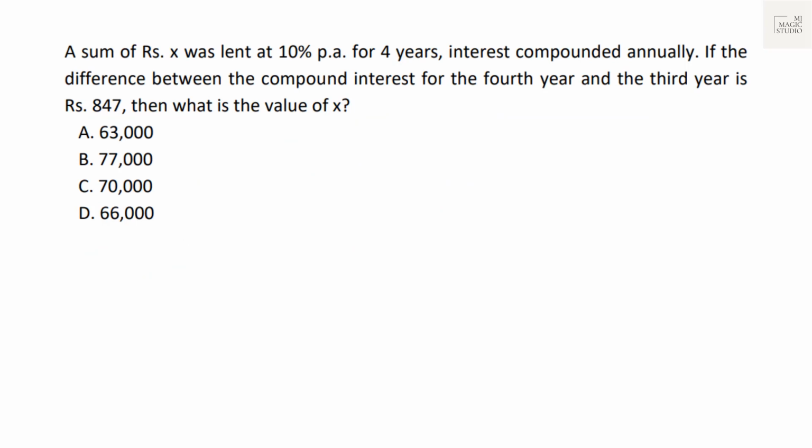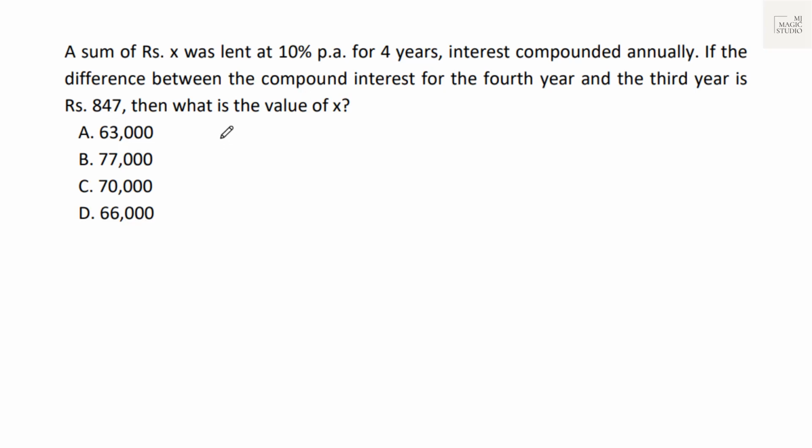As said, we are on to the different topics of arithmetic. Question from compound interest. Give it a try. A sum of rupees X was lent at 10% per annum for 4 years, interest compounded annually. If the difference between compound interest for the 4th year and the 3rd year is 847.